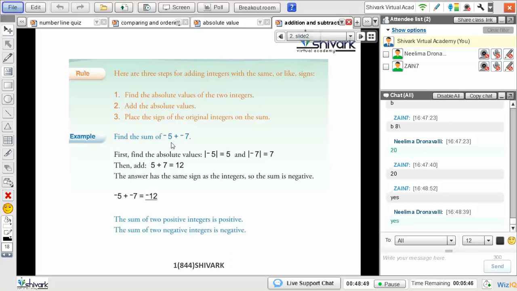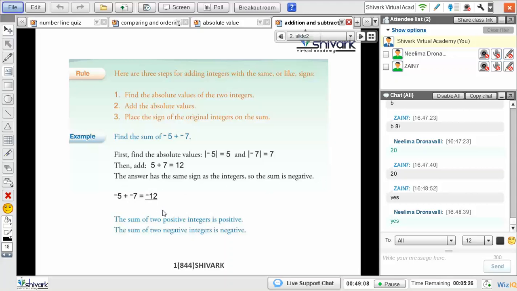So like if I say I have to find the addition of minus 5 and minus 7, what do I do? I find the absolute value of minus 5, which is 5, and of minus 7, which is 7. What do I need to do? I just need to add. So 5 and 7 is 12. Now the answer has the same sign as the integers, so the sum is negative.